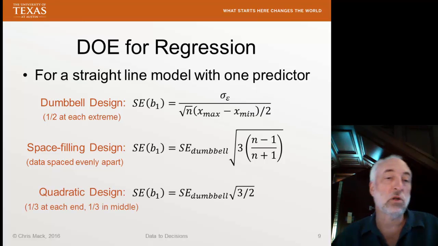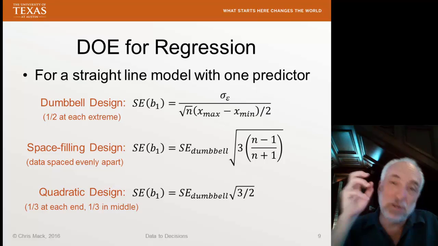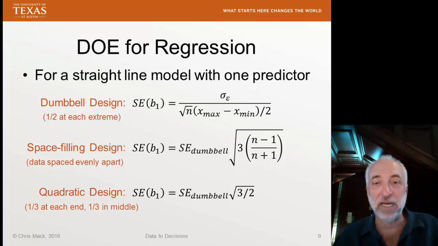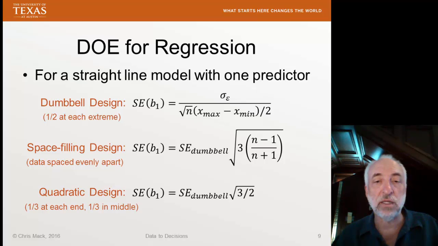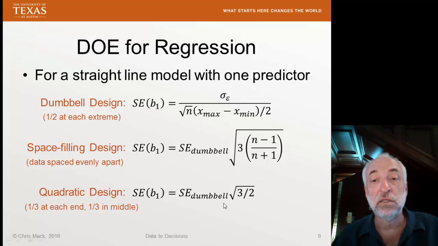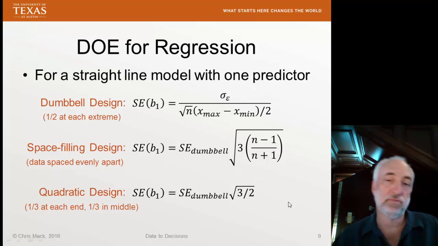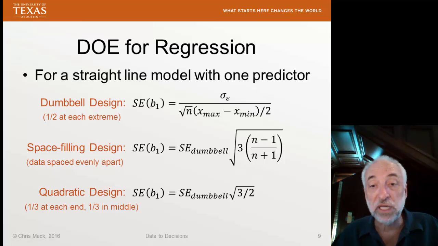Here's another possible design. It's called a quadratic design. Here I take one-third of the data points, I put them at the minimum, one-third I put in the middle, and one-third of the data points I stick at the maximum value of x. For this quadratic design, standard error of the slope is the standard error of the dumbbell design times the square root of 3/2. Square root of 3/2 is about 1.2, about 20% more standard error.